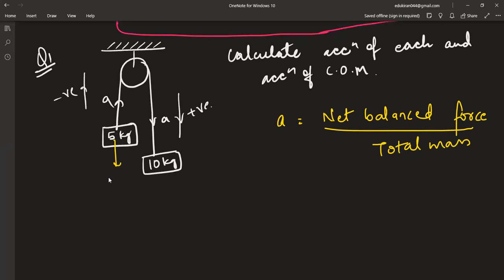See, if you draw the FBD, please revise the pulley mass problem for this. This will be 5g, mg. This will also be mg downwards. We take the forces along acceleration as follows.